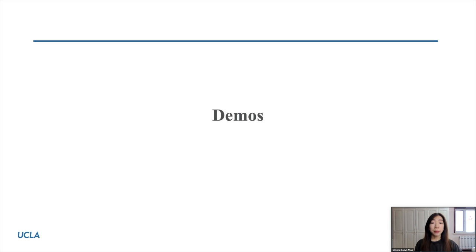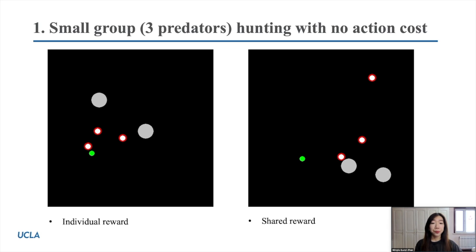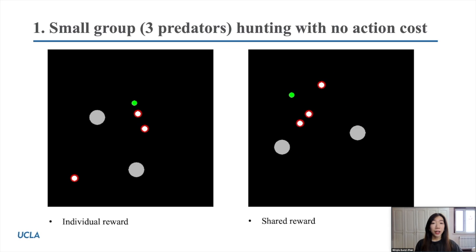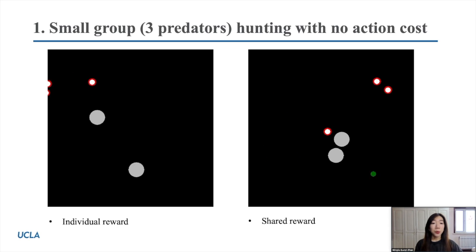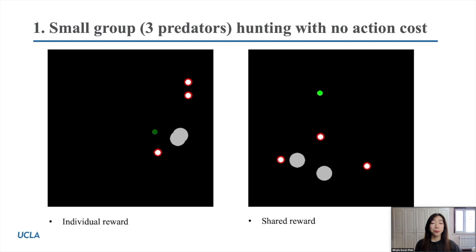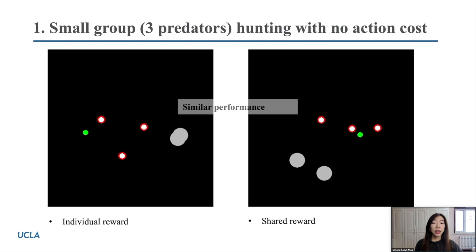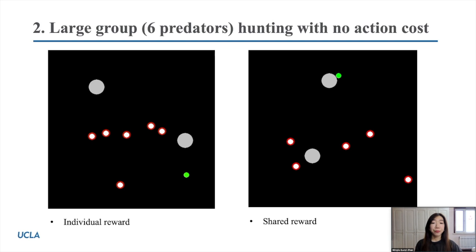Next, I will show some demos of our trained models. First, we look at the results when having a small group with 3 predators and no action costs. To the left is for agents with individual rewards, and to the right is for agents that share rewards. In this case, agents under both settings can successfully coordinate.